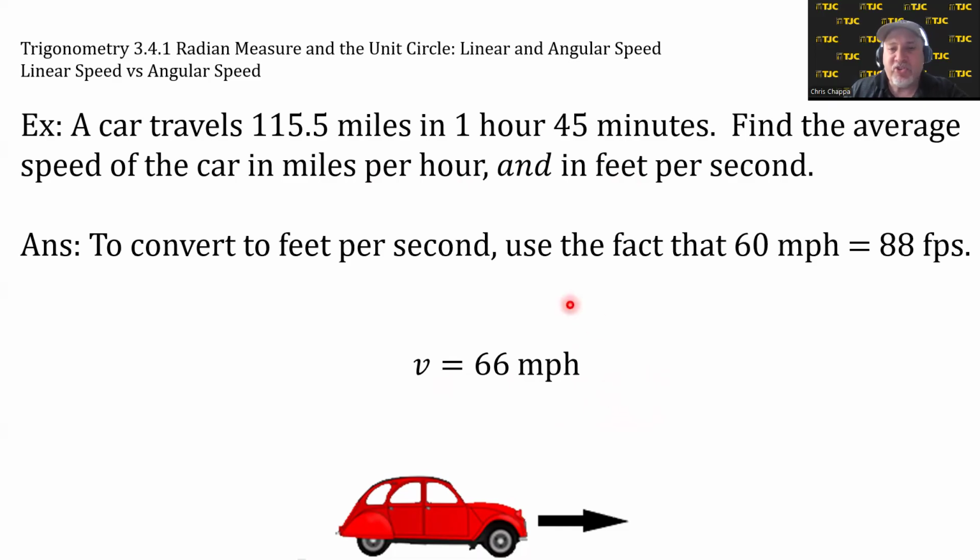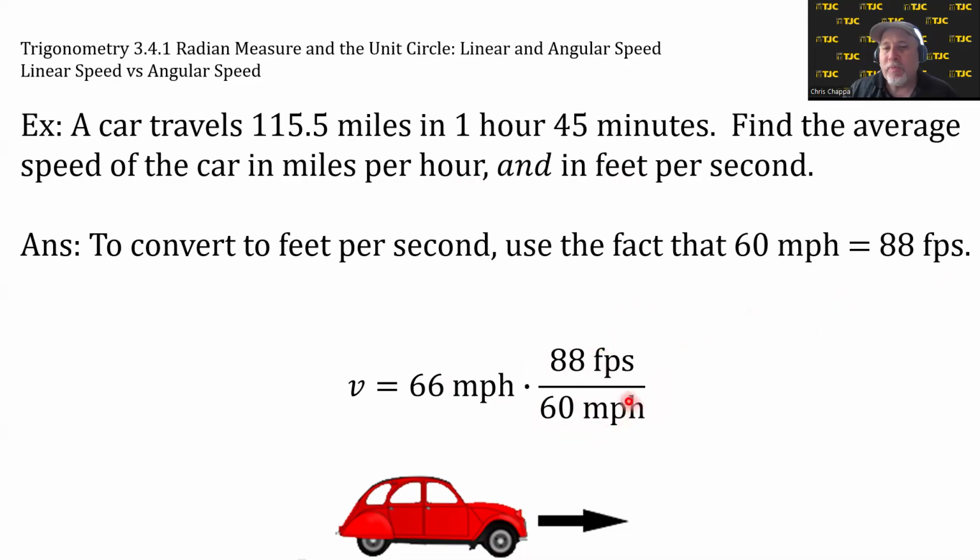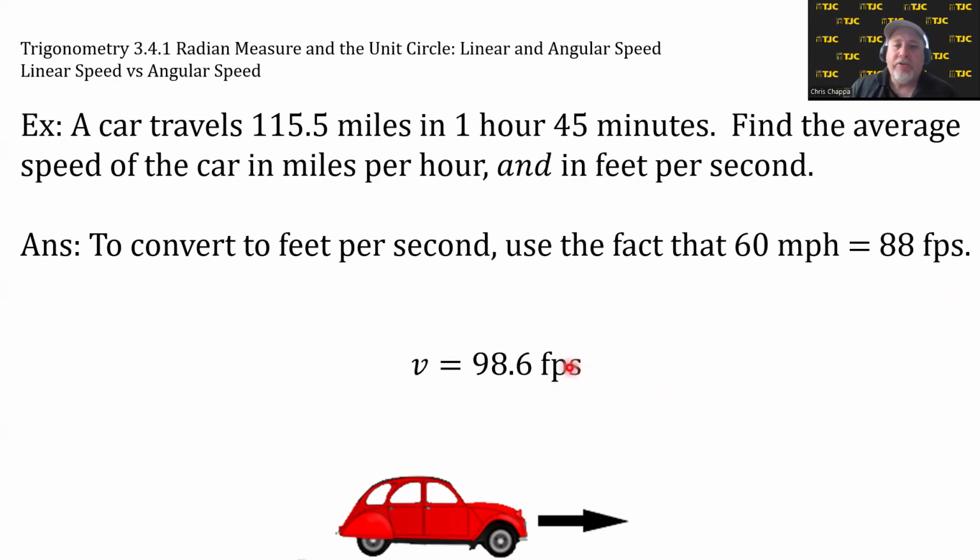To convert to feet per second, use the fact that 60 miles per hour is equal to 88 feet per second. So we'll multiply by a unit ratio of 88 feet per second to 60 miles per hour so that the miles per hour can cancel. And if you do 66 times 88 divided by 60, you get 98.6 feet per second.